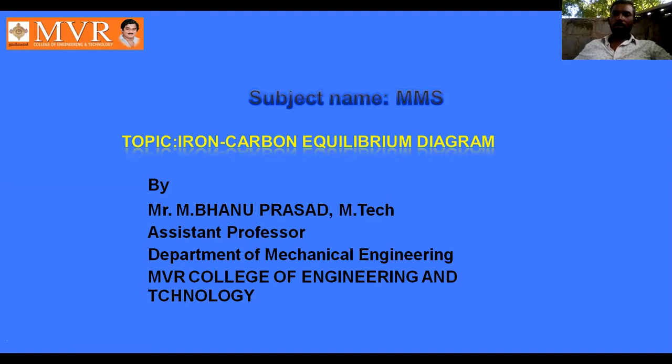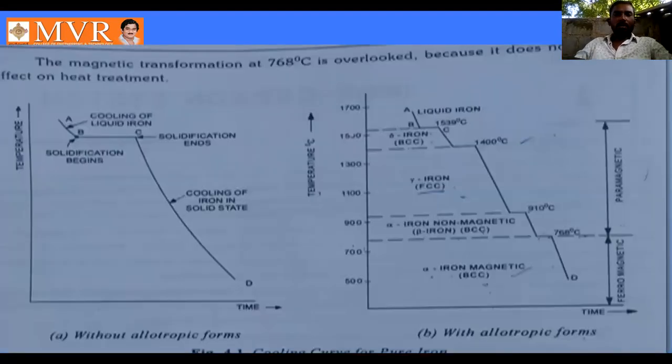What was our previous class? In our previous class, we discussed impure metals: what is alpha iron, what is gamma iron, what is delta iron?